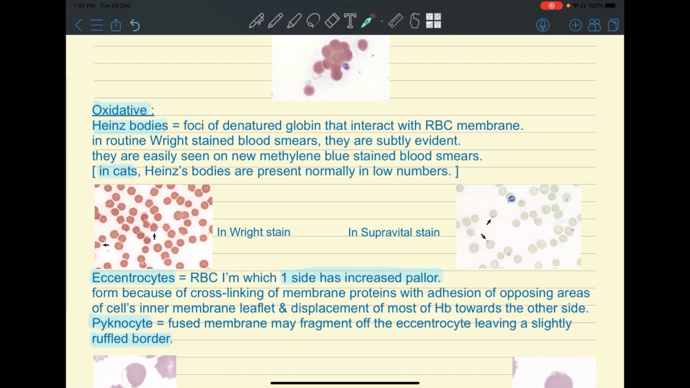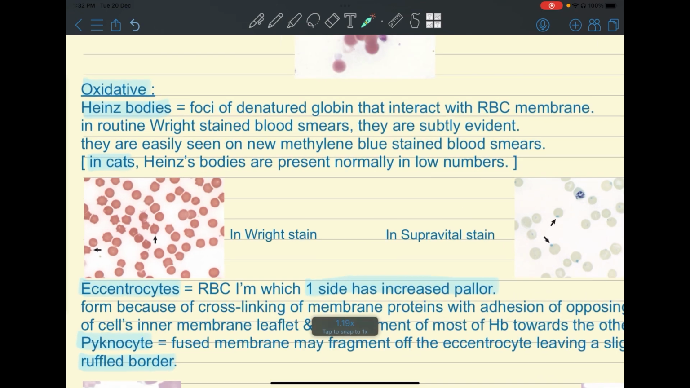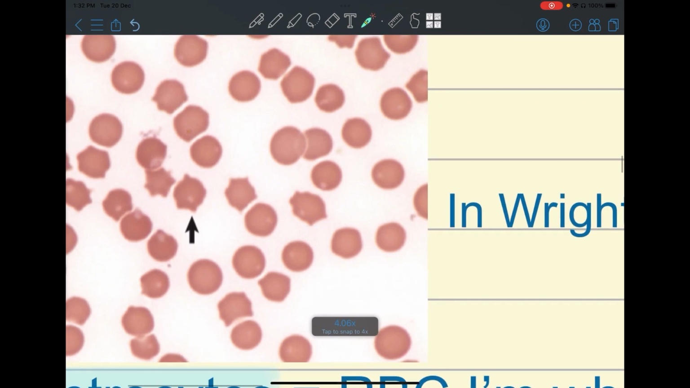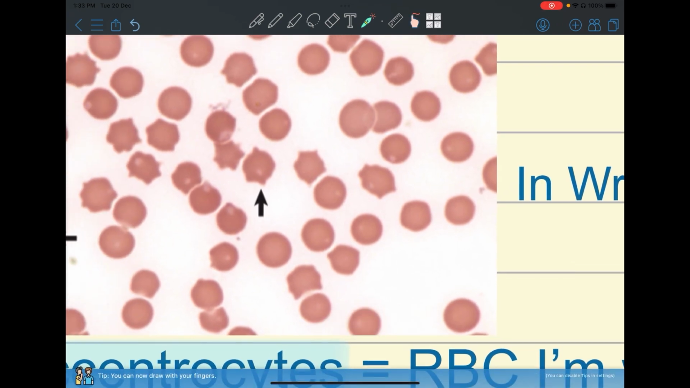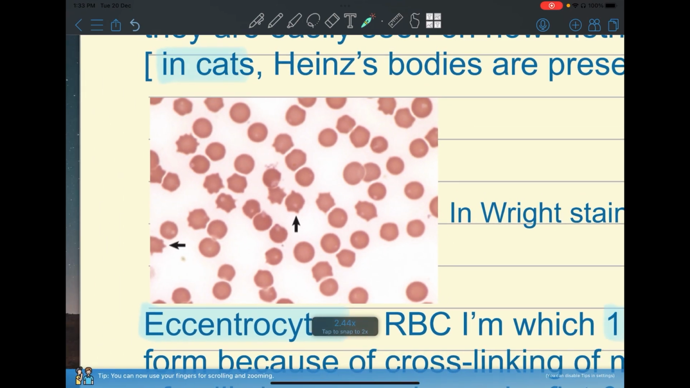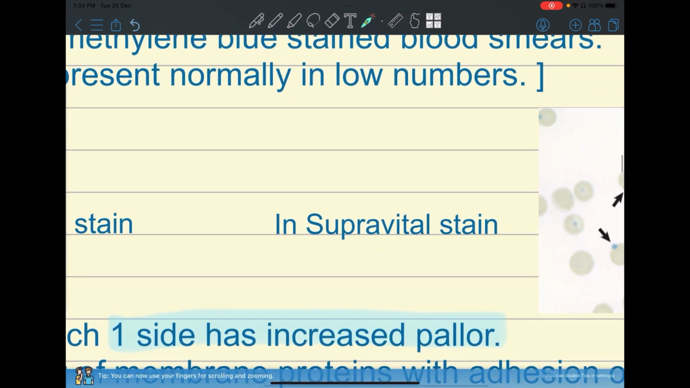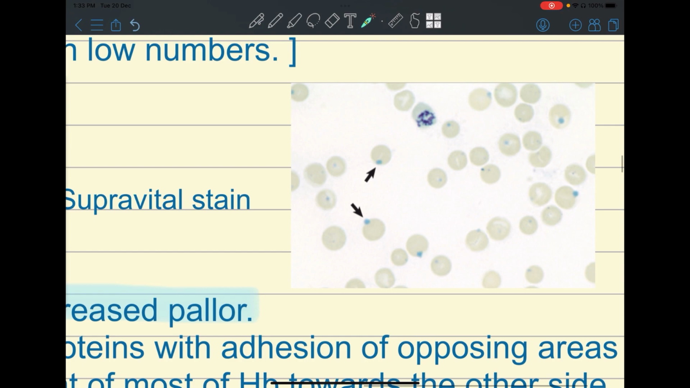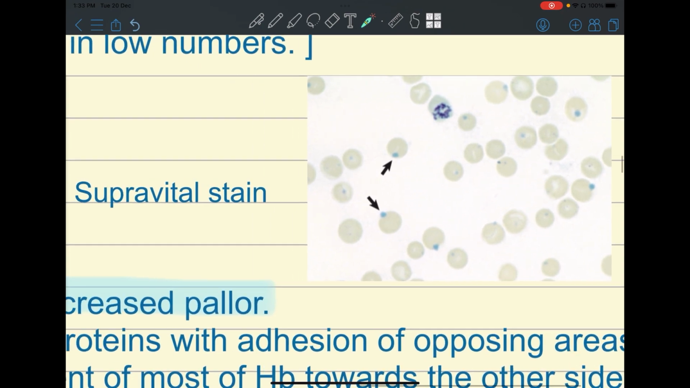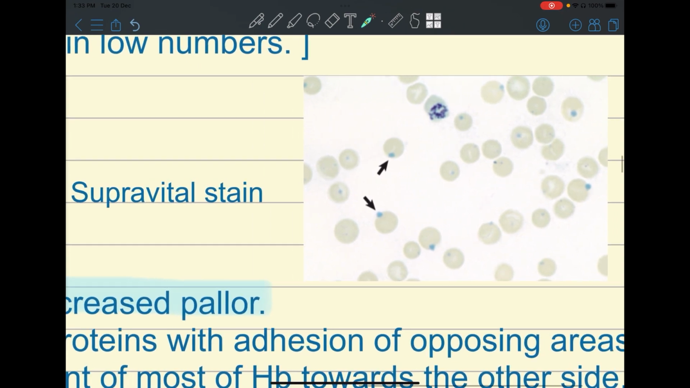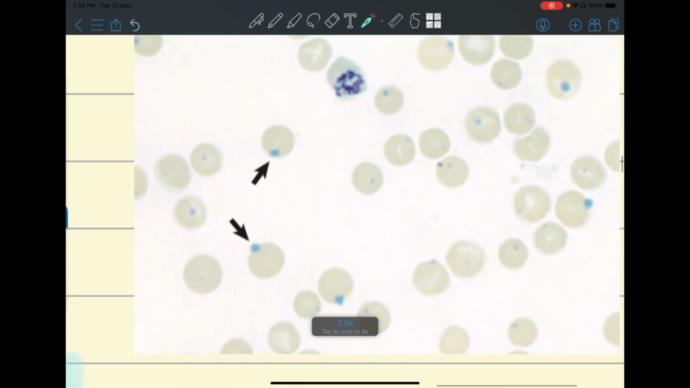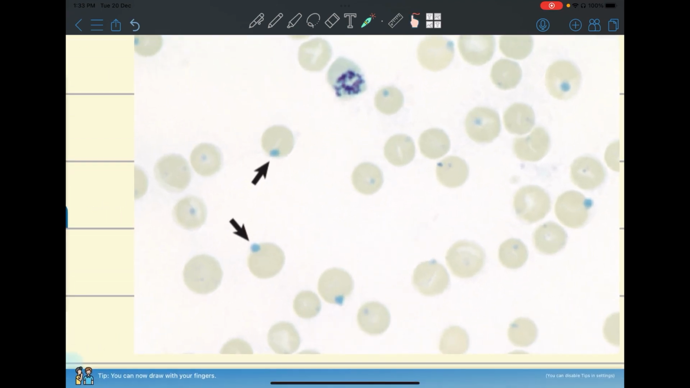Then autoagglutination, I've discussed. Oxidative anemia. In this case, we have three main things: Heinz bodies, eccentrocytes, and pycnocytes. So what are Heinz bodies? They are these small protrusions, called Heinz bodies. This is in the routine Wright stain. If you want to visualize them better, you can use special stainings like this. In this picture, we have a supravital stained blood smear, and you can appreciate these Heinz bodies very easily.